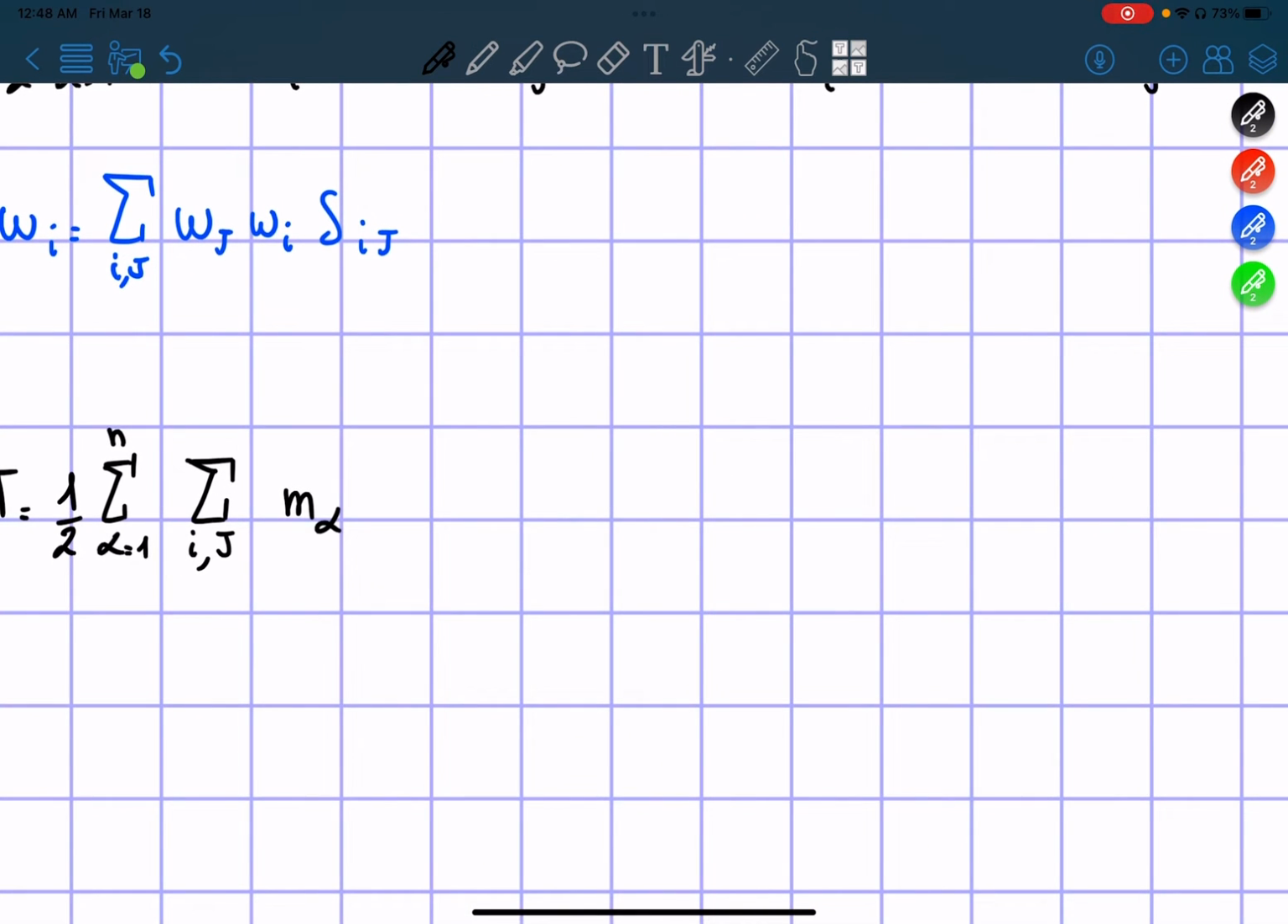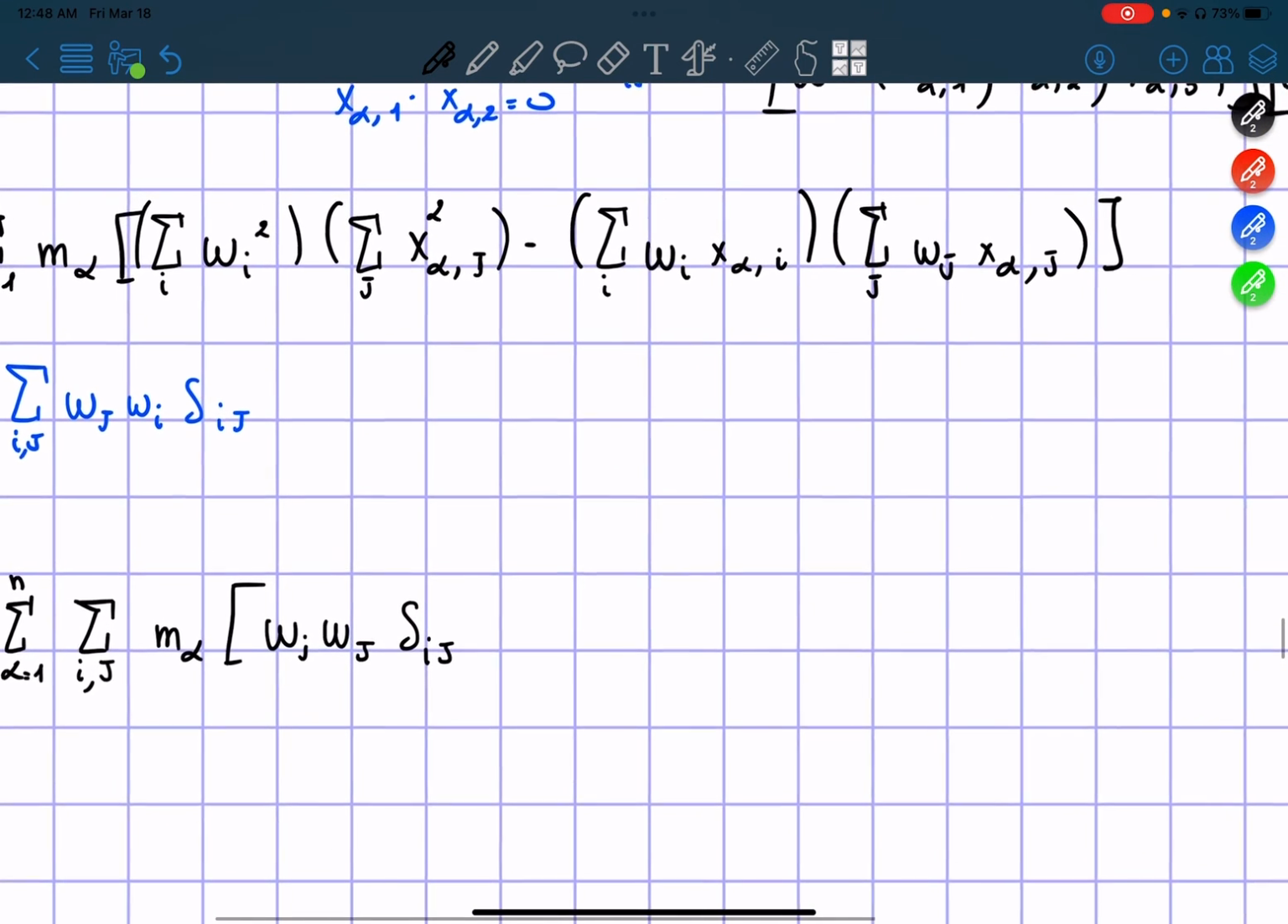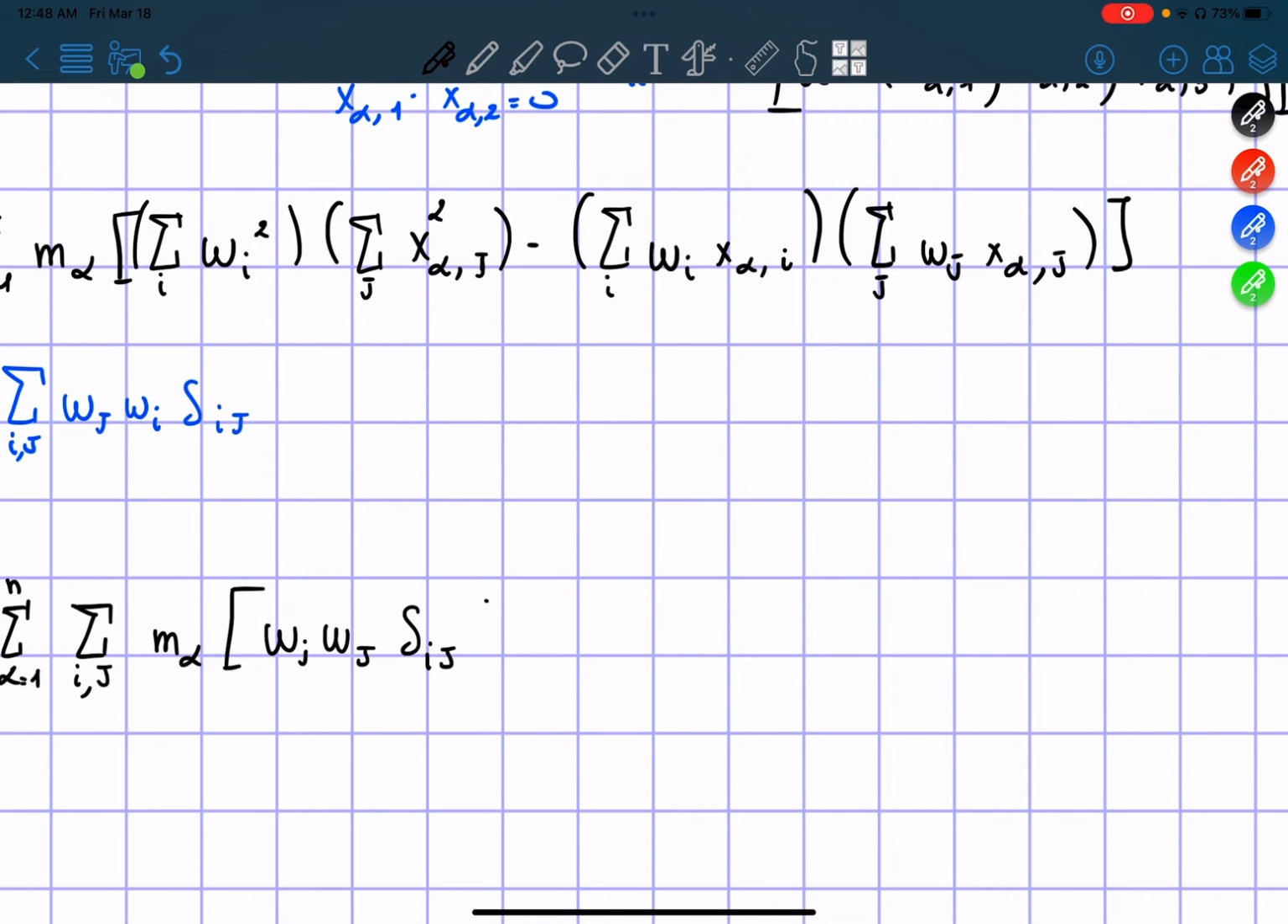Okay, M alpha, and then one thing I wanna do, even though we could take, let's talk about it later. So we're gonna have our omega I times our omega J Kronecker delta alpha I J, and then we take the summation of our x.